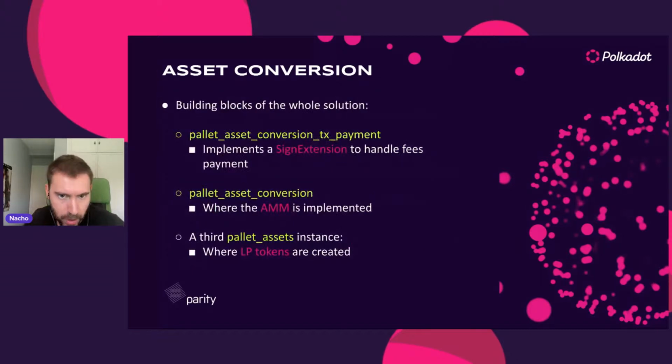There are 3 building blocks that are 3 pallets in the Asset Hub runtime. The first one is pallet asset conversion tx payment, where a signed extension is implemented to handle the fees. Then the second one is pallet asset conversion, where the AMM is implemented. And finally, pallet assets, the third pallet assets instance, where the liquidity tokens are created.